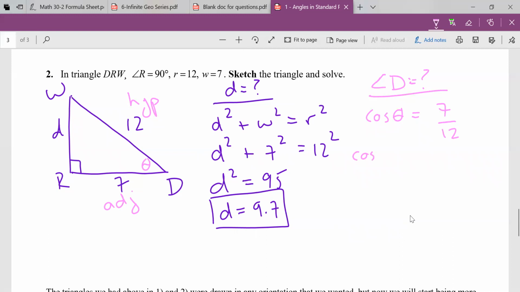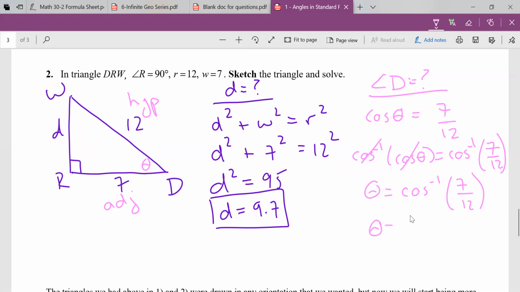I'm going to take the cos inverse of both sides, because what I do to one side, I do to the other to maintain equality. Those undo each other. That's what an inverse is. And there we are. And again, we put that in our calculator. It's performing a massive operation for us. And we end up with, to the nearest degree, 54 degrees.